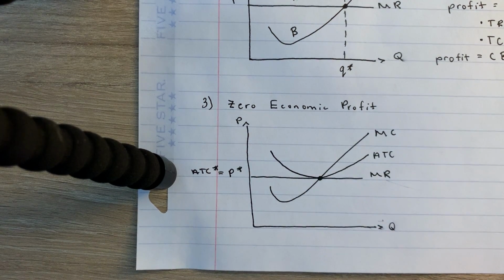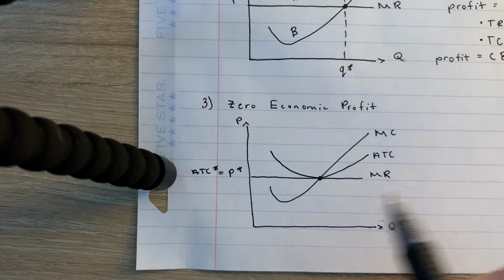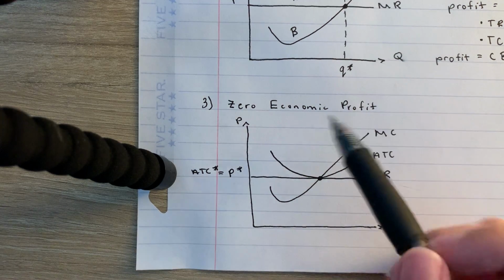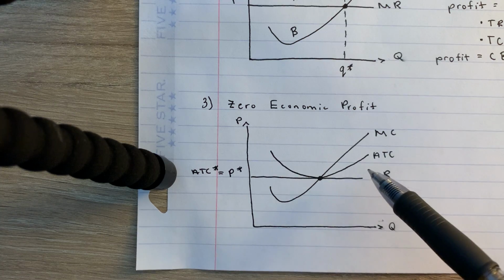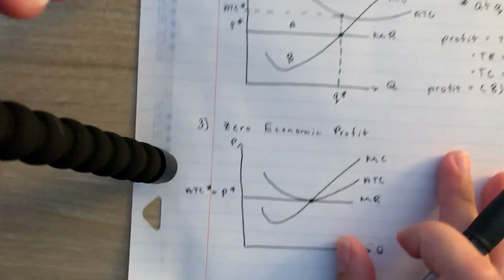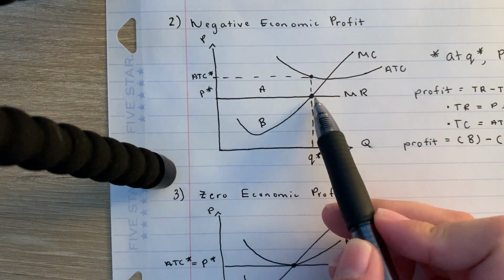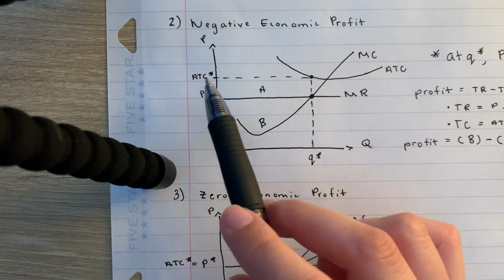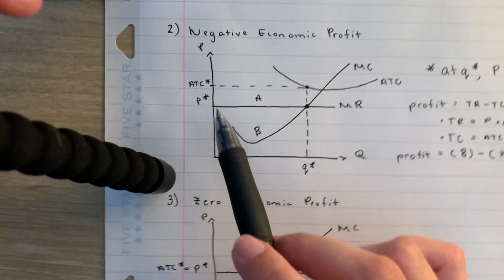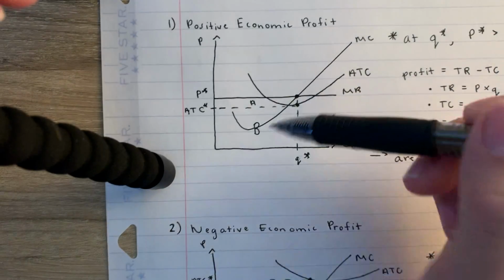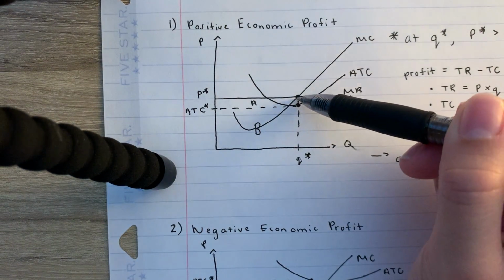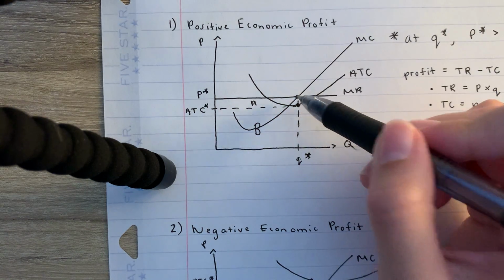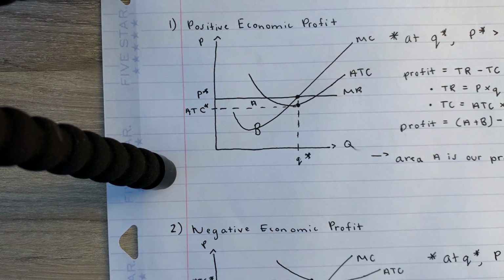So just to finalize, when you're thinking about economic profit, the important key is the location of the ATC curve. If the ATC is above P star, you're going to have negative economic profit, because costs are higher than the price that you're selling whatever item at. And in this case, if the price is higher than the ATC, you have positive profit, because you're making more money than you're actually spending on costs.